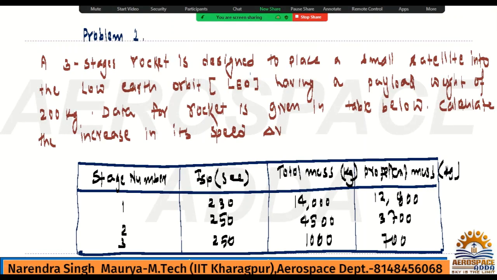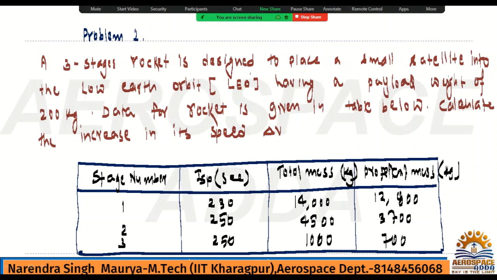In the question there are 3 stages. A rocket is designed to place a small satellite into low Earth orbit, having a payload weight of 200 kg. Data for the rocket is given in the table below. Calculate the increase in speed, delta V. So in this way they have given the problem, and for all stages they have given the values. You need to consider that this is the series multi-staging rocket.